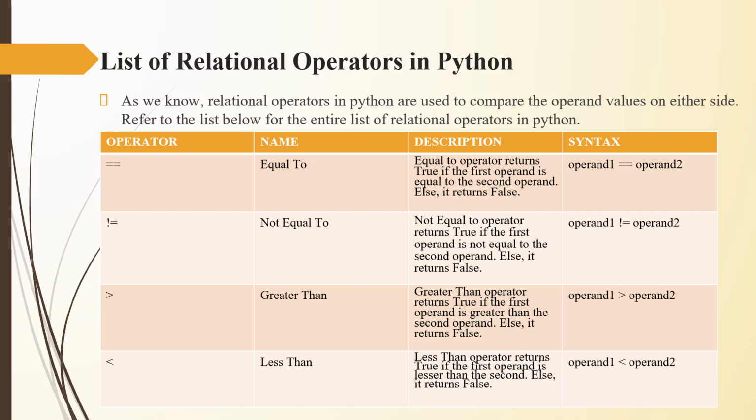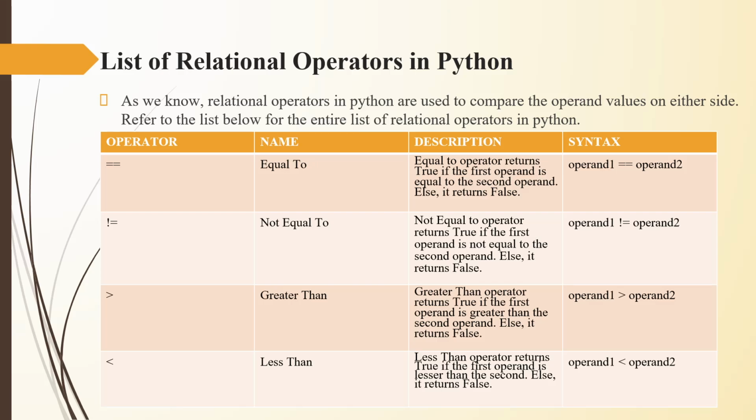There are 6 main relational operators in Python: equal to, not equal to, greater than, less than, greater than or equal to, less than or equal to. Equal to checks if both operands are equal. Not equal to checks if both operands are not equal.